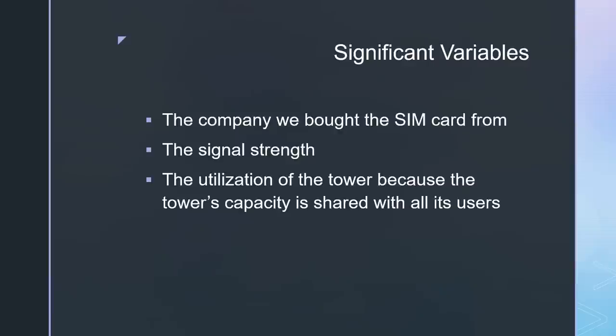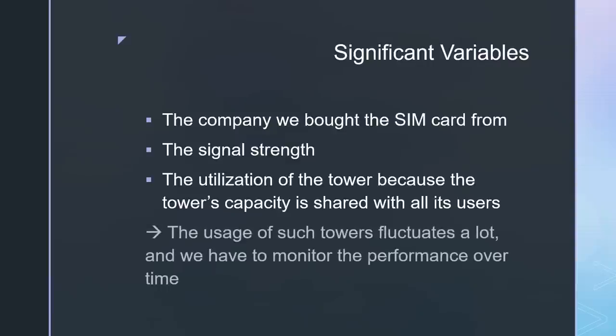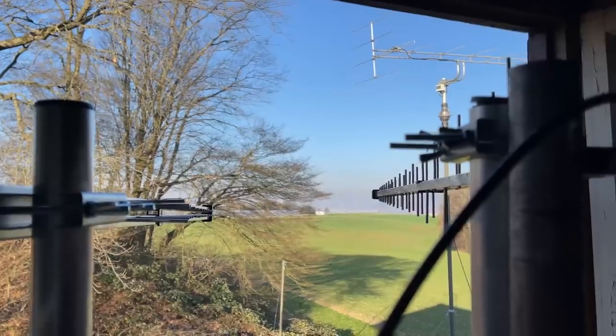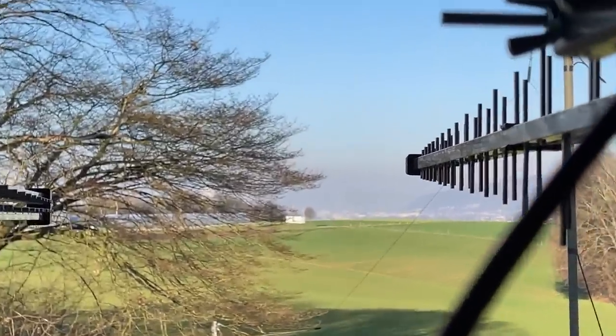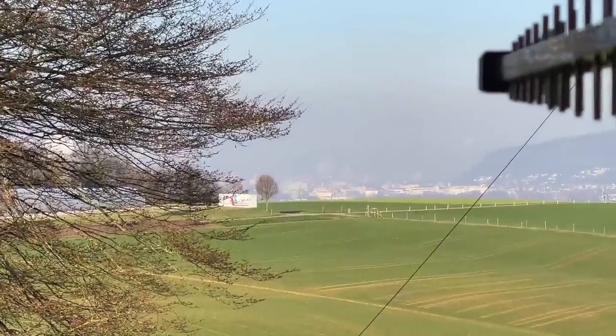A high-performance tower in a crowded area sometimes delivers a lower speed than a slower one in a remote location, because we have to share with fewer people. Of course, the usage of such towers fluctuates a lot, and we have to monitor the performance over time and maybe adapt our choice. We found the best upload speed at towers in the 3 to 5 km range.